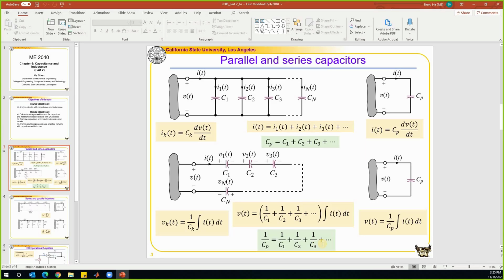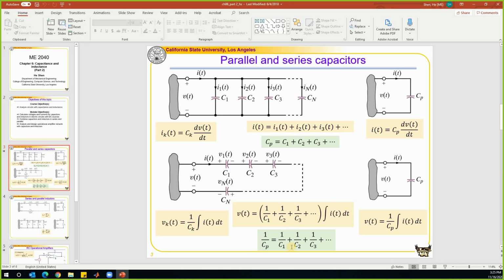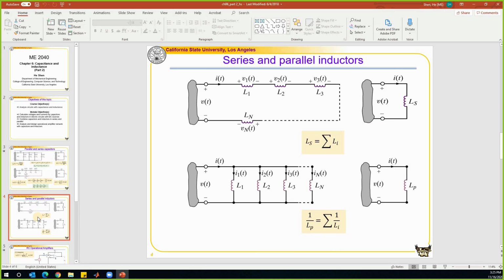And the way that we calculate capacitance of capacitors in series follows the same way that we calculate resistors in parallel. Let's look at the conclusions for inductor networks. So over here we have several inductors put in series. We can follow the same way how we derive the capacitance for capacitor network.